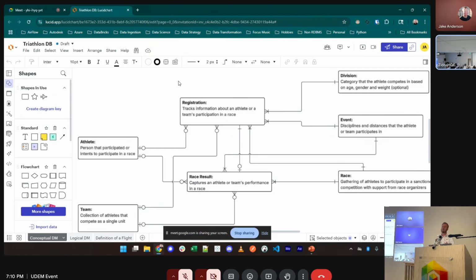This is where we start to wrestle with some of those tricky questions. We start to come up with what our reserved words are. If you're just walking in the door, you might not realize that when I say this person is part of this event, does that mean this person went and participated in an event? No. We've said in our company, an event means this is the discipline and the distances that you're doing.